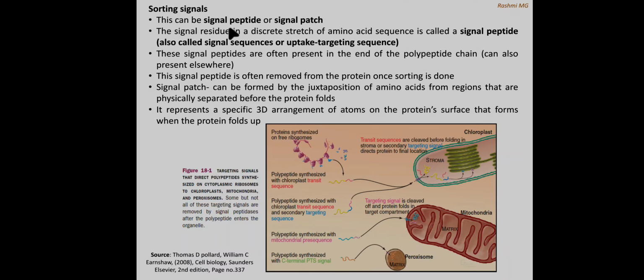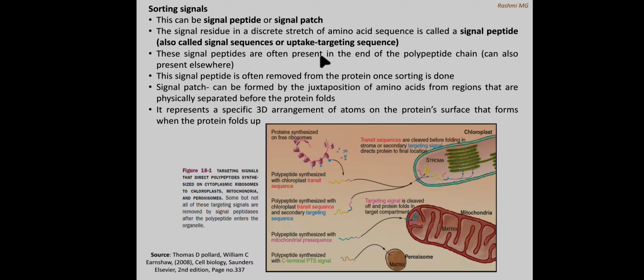Next, sorting signal. What are these sorting signals? How can we define this? This can be a signal peptide. A peptide is nothing but a protein chain, or it is a signal patch. What does it signal? The signal residue is a discrete stretch of amino acid sequence which is called a signal peptide, also called a signal sequence or uptake targeting sequence.